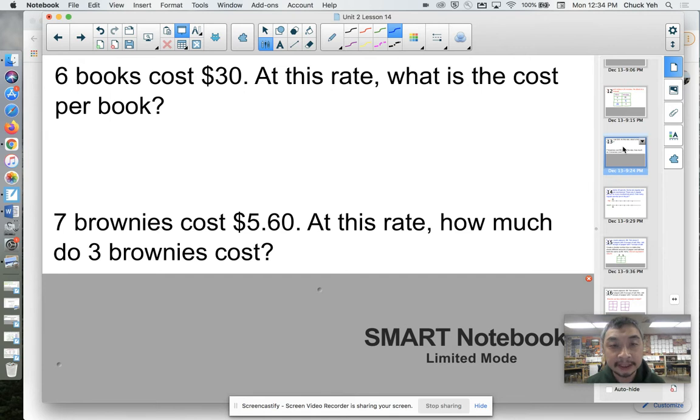6 books cost $30. At this rate, what is the cost per book? This is just simple division. 30 divided by 6, sorry. I just kind of told you the answer, huh? So it's $5.